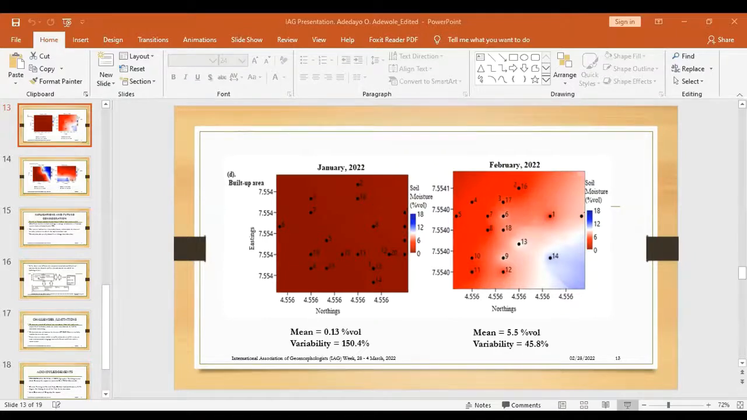And for the oil palm, it showed lesser change than other plots, lesser variation compared to other plots in the soil moisture content. And so far, we just have data for 2 months because our instruments arrived very late. So there is no sufficient data to quantitatively link rainfall and soil moisture.